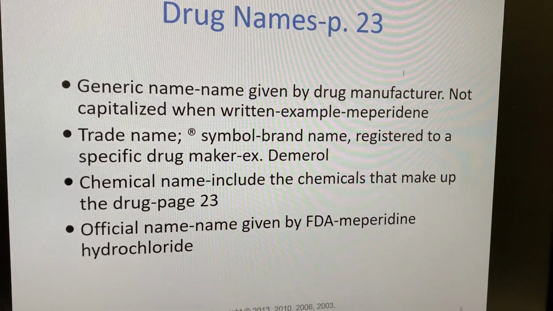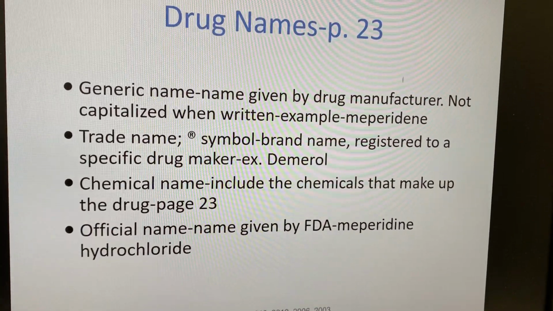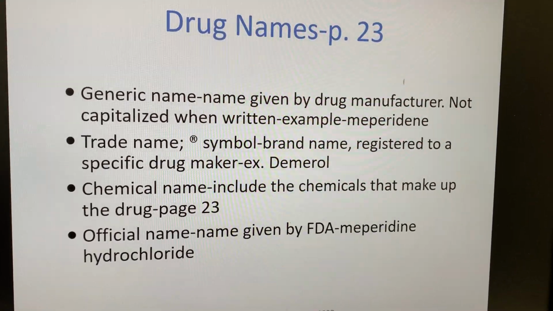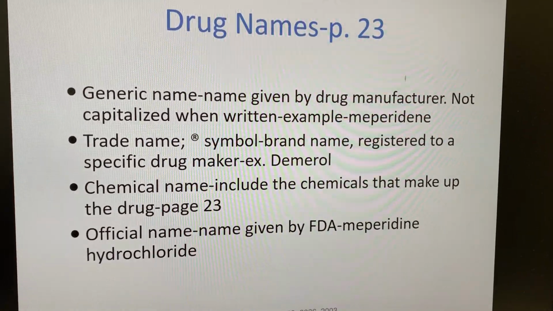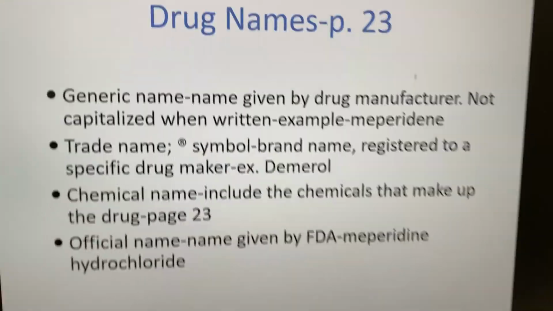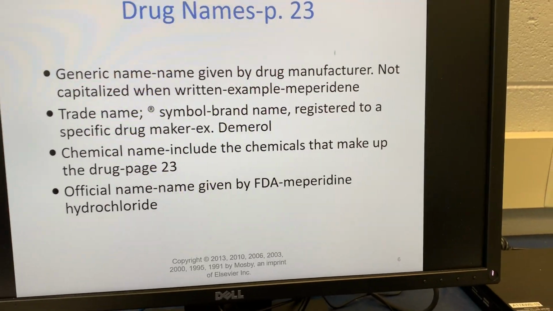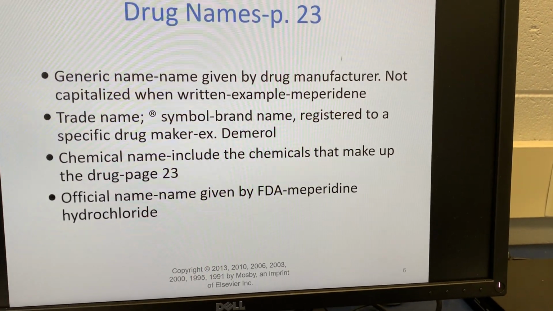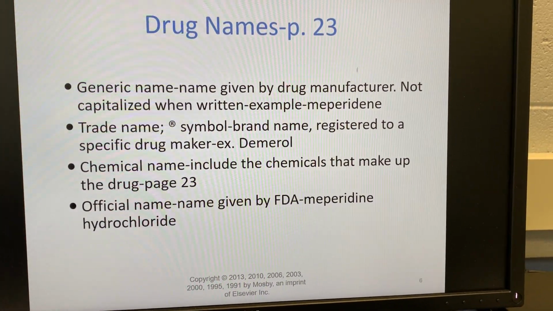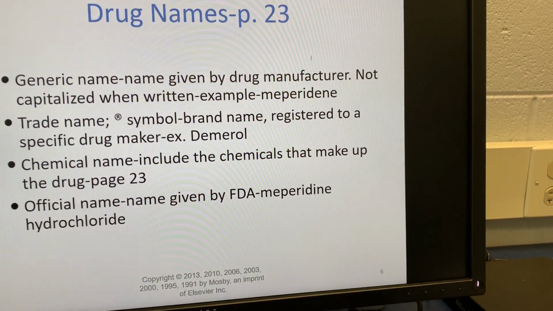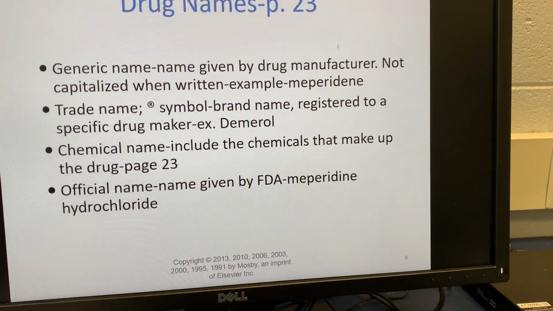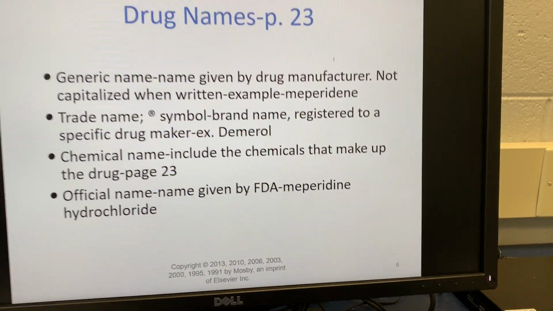So only 2 names are really important for nurses, and we will use them all the time. And then the other 2 names, if you're a scientist, if you're a pharmacist, you're going to use those all the time. But for nurses and really most healthcare providers, you need to know the generic and the trade names for drugs. Generic name covers the name given by the drug manufacturer. This is the company that ends up making the drug after it's been tested.